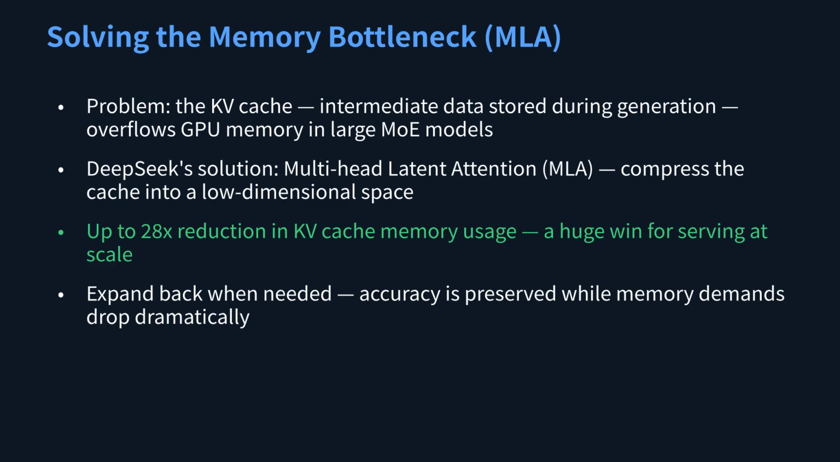DeepSeek also tackled a different bottleneck that MoE models face during inference. As these models generate text, they need to cache enormous amounts of intermediate data, called the KV cache. For a model with hundreds of billions of parameters, this cache can easily overflow GPU memory. Their solution, called multi-head latent attention, compresses this information into a much lower dimensional space before storing it, and then expands it back out when needed. The result was up to a 28 times reduction in memory usage for this part of the computation, a huge practical win for anyone trying to serve these models at scale.